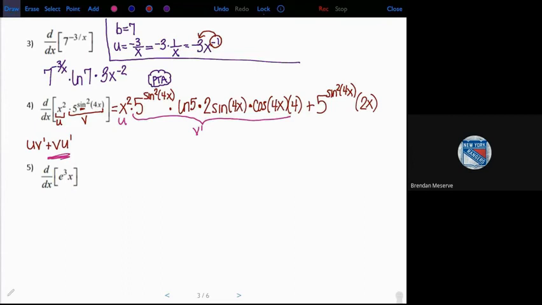With that said, number 5 is a super easy one if you don't fall into the trick. e cubed. How would you describe e cubed to me?